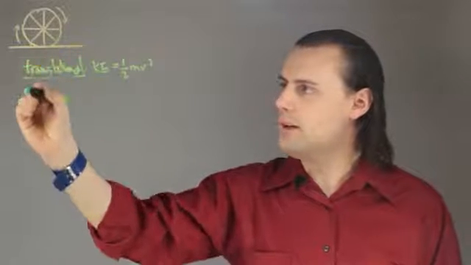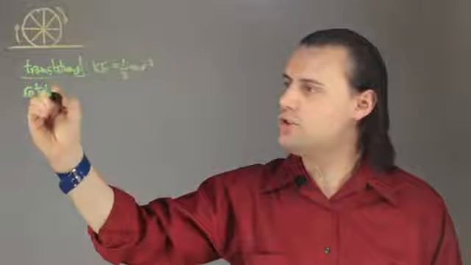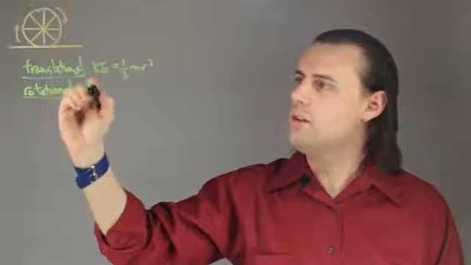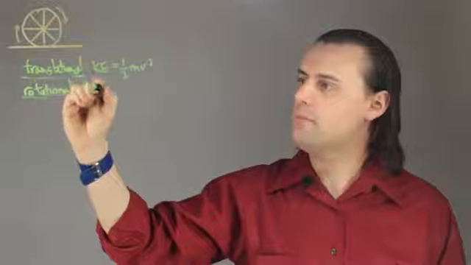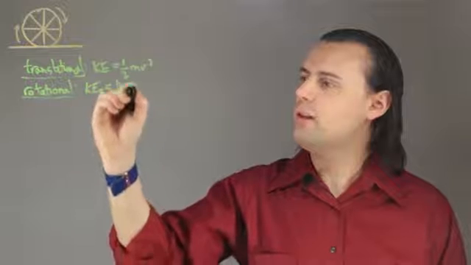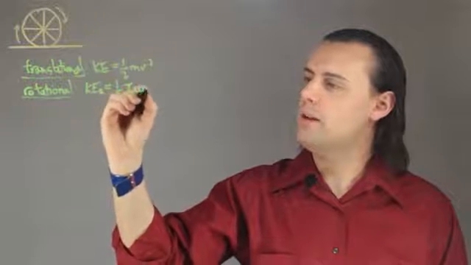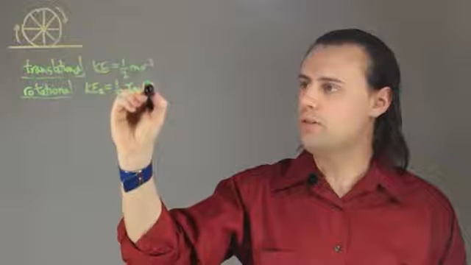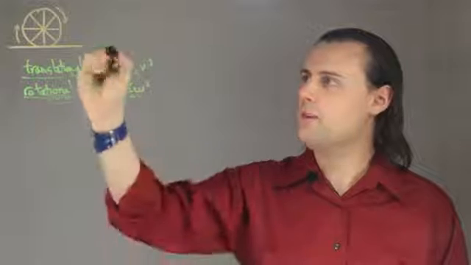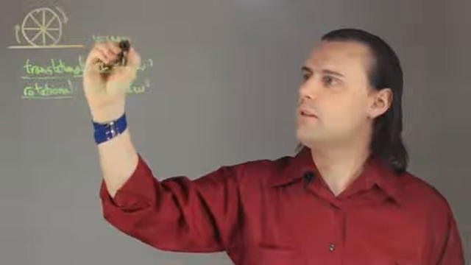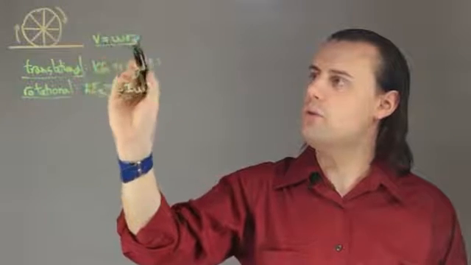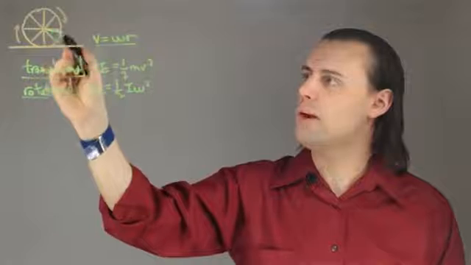But because it's rolling, it will also have a rotational kinetic energy. So this kinetic energy will be equal to 1/2 times the moment of inertia times the angular velocity squared. Now the linear velocity and the angular velocity are related in this fashion, where v is equal to omega times r, and r is the radius of the wheel.